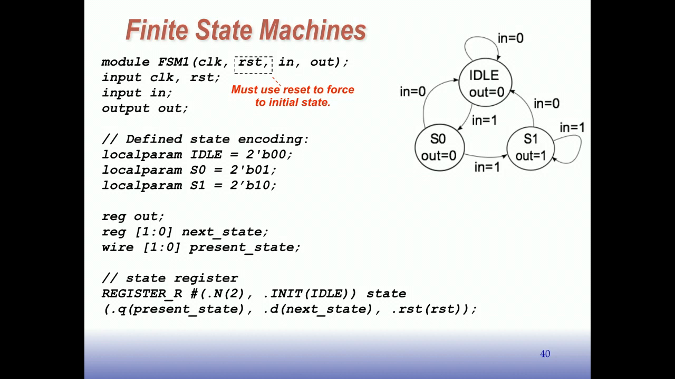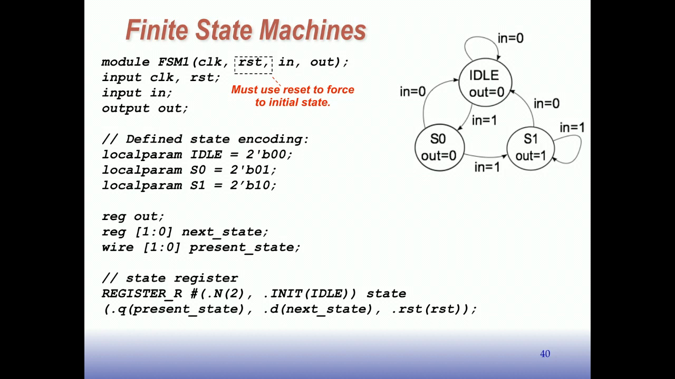And okay, so the FSM. This FSM is a module. It's got the clock input, has reset input, has input and output. In this case, both input and output are single bit. Right? Now, this is where we define the state encodings. This is localparam. This is like the parameters that we had earlier when we were doing the generator blocks, except that these cannot be overridden. These are just local to the definition here.